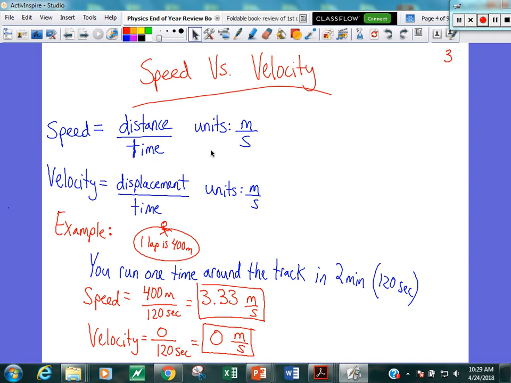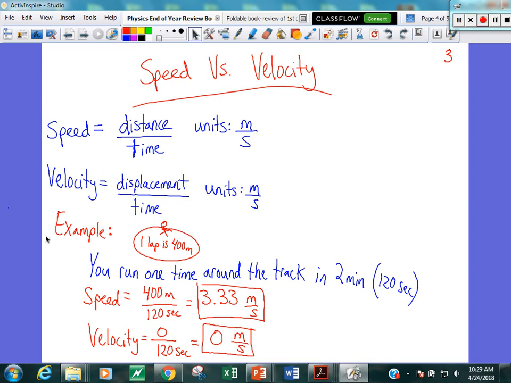Now let's contrast that to velocity. Velocity is equal to displacement over time. Displacement is measured in meters and time is measured in seconds, so the units for velocity are meters per second. We need to remember that. Okay, so speed and velocity are very different because speed is distance over time and velocity is displacement over time.